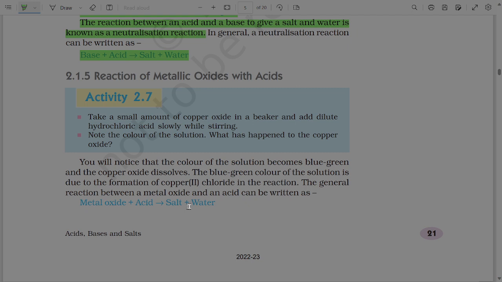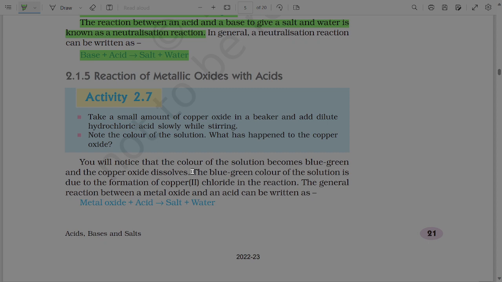Reaction of metallic oxides with acid. How do metallic oxides react with acid? Take a small amount of copper oxide in a beaker and add dilute hydrochloric acid slowly while stirring. Note the color of the solution. What has happened to copper oxide? You will notice that the color of the solution becomes blue green and copper oxide dissolves.